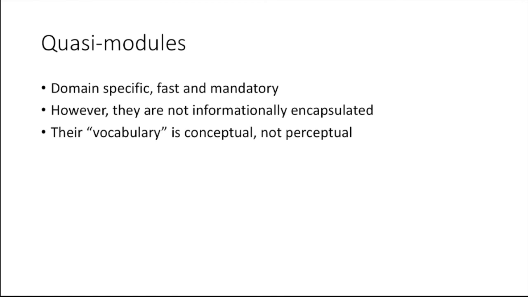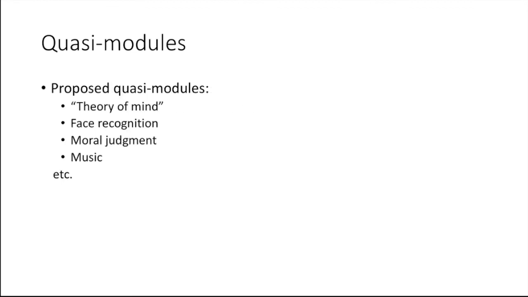However, he says that the picture that arises from this is not of a Fodorian module, that they don't have the whole gamut of characteristics of a Fodorian module. I mean, he thinks that the notion that fits is that of a quasi-module. A quasi-module is domain-specific, fast, and mandatory. However, they're not necessarily informationally encapsulated, and they are a central resource. Right? They're made of conceptual, not perceptual, building blocks. And he thinks that theory of mind, face recognition, moral judgment, and even music are also quasi-modules.